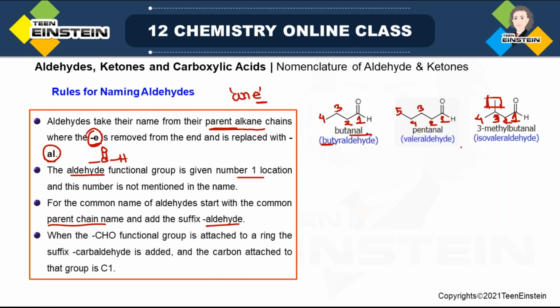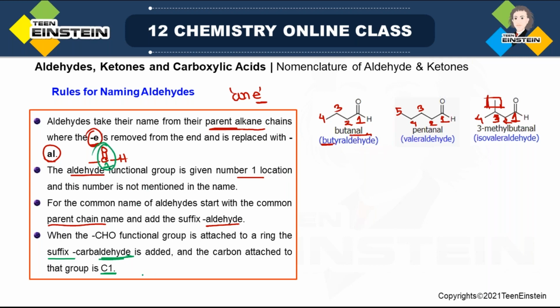When the CHO functional group is attached to a ring, these 3 examples that you have seen here are open structures, there is no ring. But suppose the CHO group is attached to a ring structure, then the rule is different. When it is an open structure, the first point mentioned is that E is replaced with AL. But now the difference is, you have to use the suffix carbaldehyde, not AL. And the carbon attached to that group will be C1.